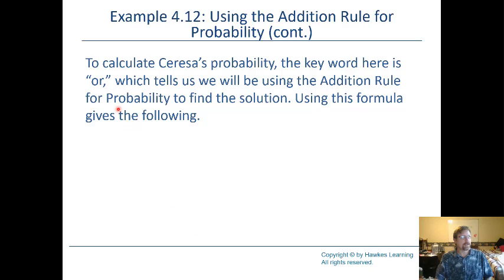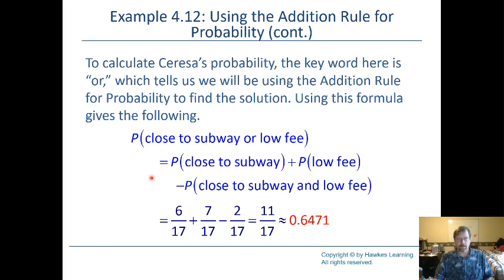So really, one of the key words here is "or." That's a key word you should look for in things like this that tell you that you're going to be using this addition rule. Add the 2 probabilities and subtract off what could be double counted. So, close to the subway, 6 of 17. Low maintenance fee, 7 of 17. Things with both is 2. So that gives us 11 of 17. So 64.71% is the chance that the first place we visit has one or the other.